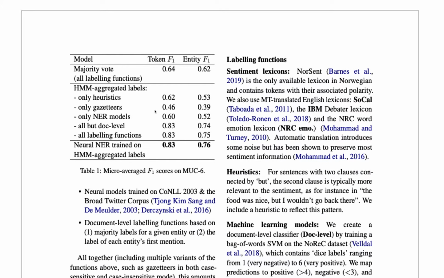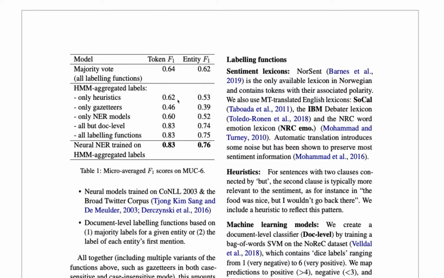And over here in table 1, they are giving the accuracy score, or the performance of the model, for both the individual models, which are combined from different labeling functions, and also the combined model, which is aggregated with the HMM aggregated labels. And as you can see, the majority vote model is able to do a token level F1 of 0.64 and an entity level F1 of 0.62. And within each subsection, they have given a good study of how each labeling function is performing. For example, only with heuristics, they are able to get up to a 0.62 F1 score.